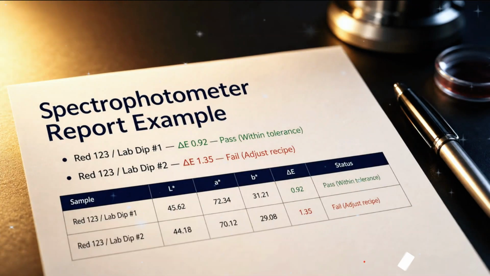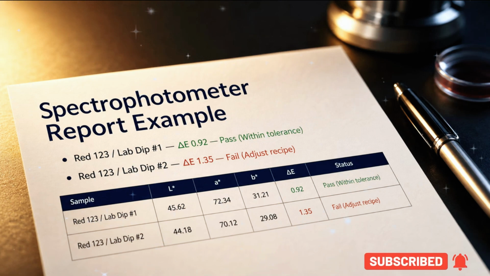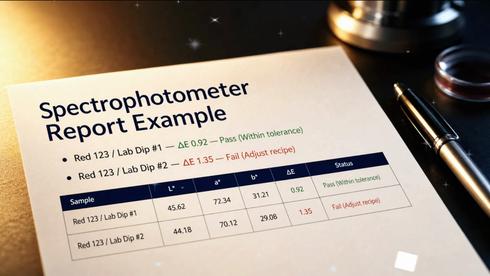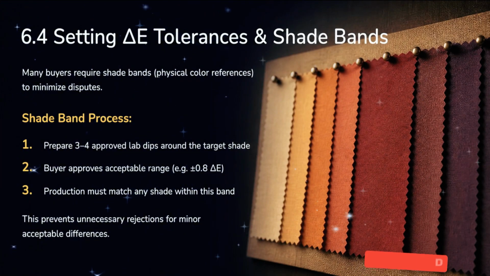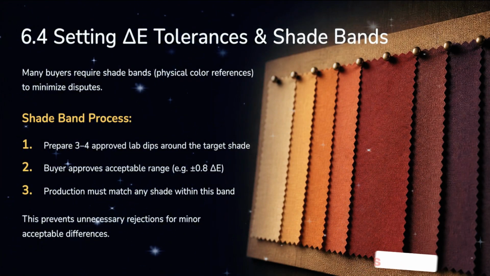This example report shows how instrumental readings help. Lab Dip 1 passes with a delta E of 0.92, while Lab Dip 2 fails at 1.35 and requires a recipe adjustment. Shade bands are physical color references that minimize disputes.